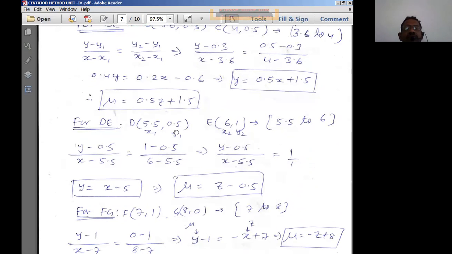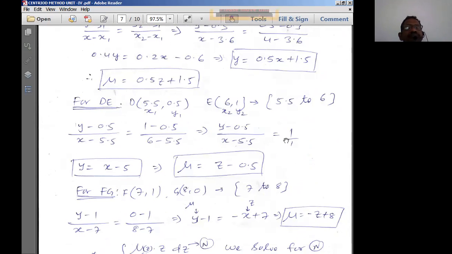On similar grounds, I'll go with DE. D point is (5.5, 0.5), E is (6, 1). So these are the points we have. Once again I use the same formula: y minus y1, y minus 0.5, x minus x1, x minus 5.5, is equal to y2 minus y1, where y2 is 1 and y1 is 0.5, and x2 is 6 and x1 is 5.5. Then 1 minus 0.5 is 0.5, and 6 minus 5.5 is once again 0.5, so the 0.5 gets cancelled and I get 1.